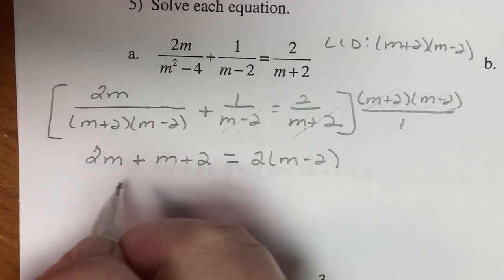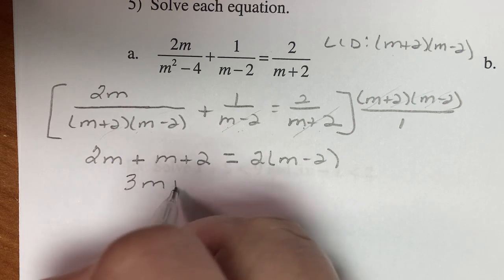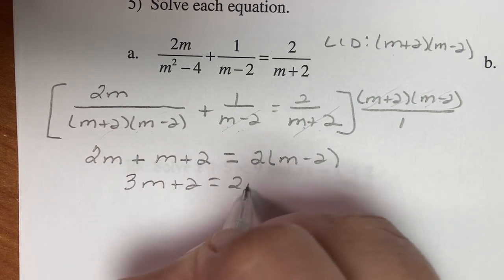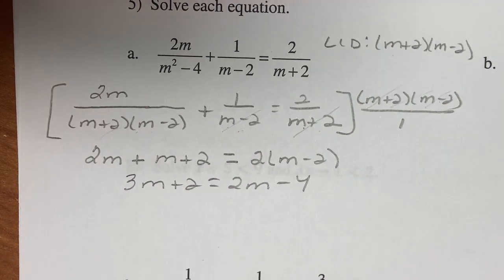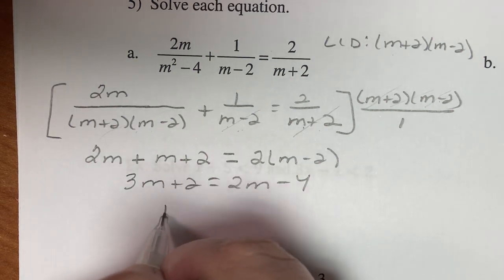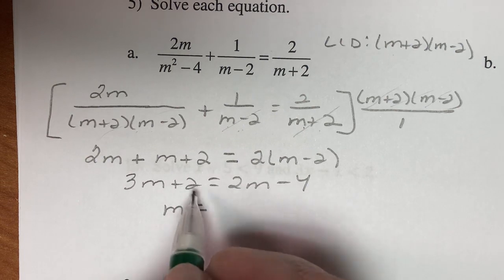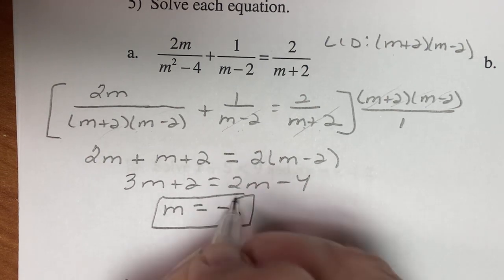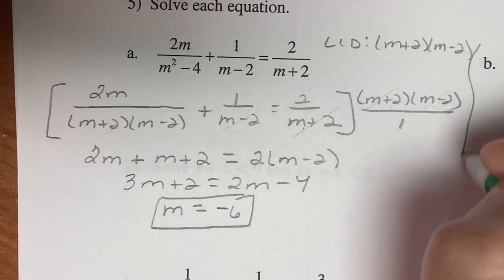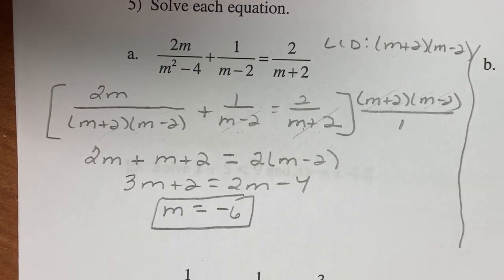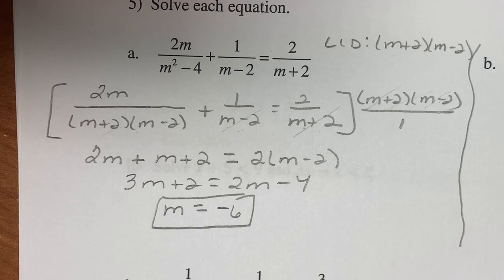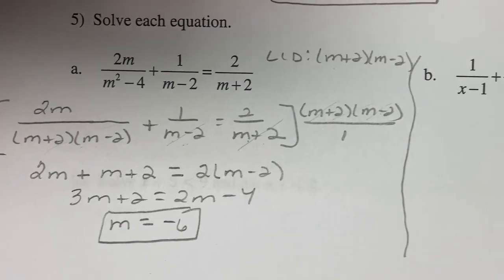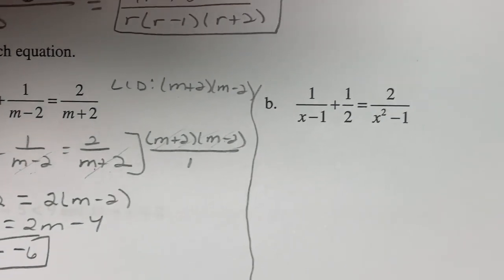Now I just solve this, so I'm going to get 3m plus 2 equals 2m minus 4. So if I subtract 2m from the left-hand side, I'm going to get m equals, subtract 2 over here, m should equal -6. So you still find the lowest common denominator, but you use it to then eliminate the fractions when you are solving an equation.